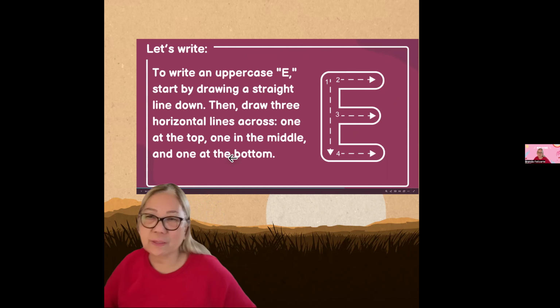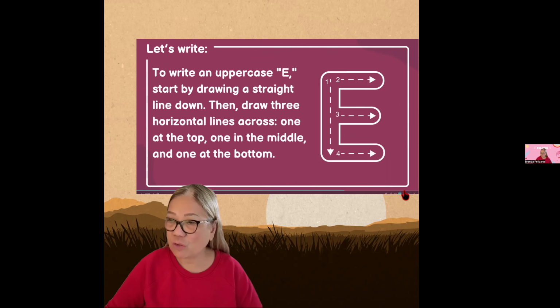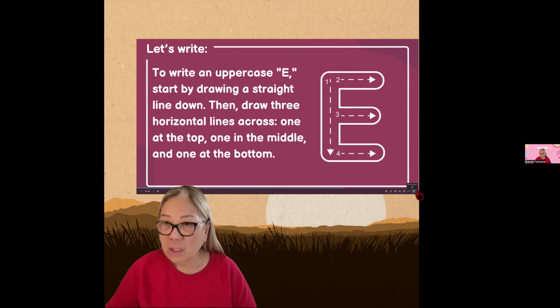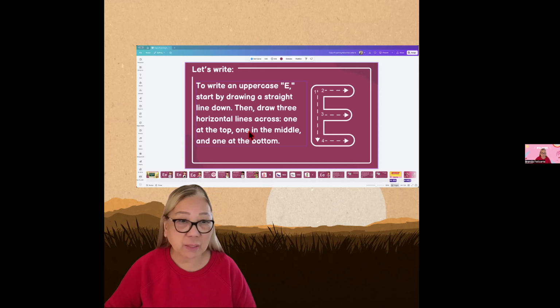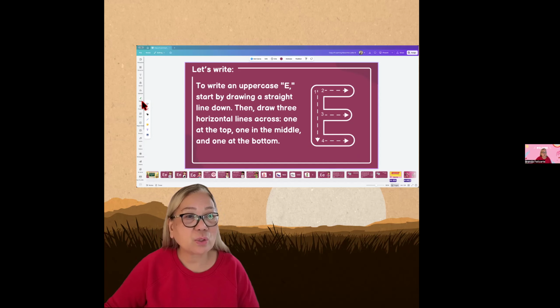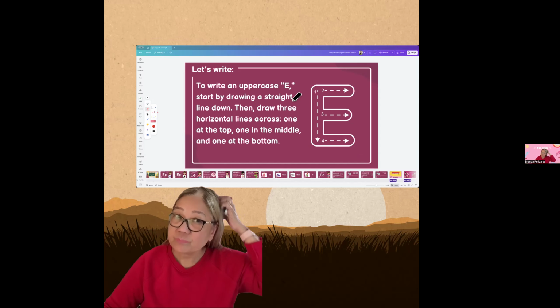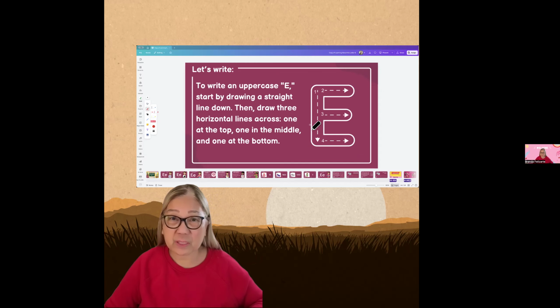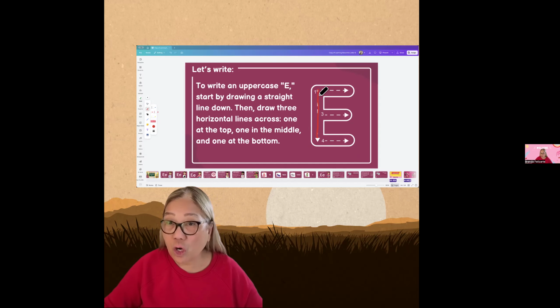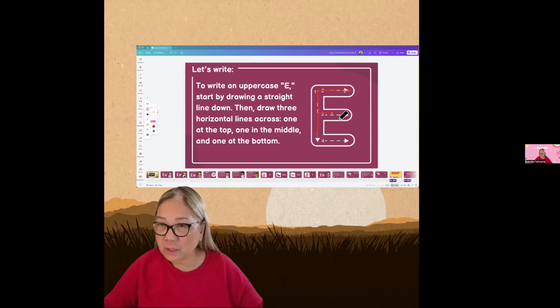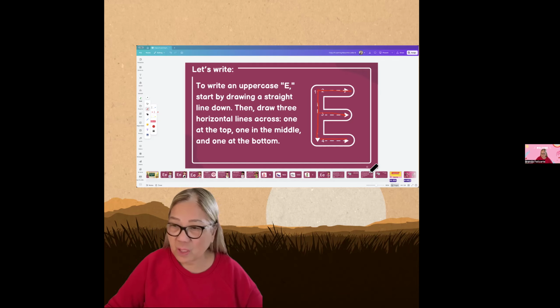Now let's keep writing the letter E. I will use my pen here. We have the uppercase letter. It's very easy, they are all lines anyway. Start by drawing a straight line down and then draw three horizontal lines going left and right across. That's your letter E.